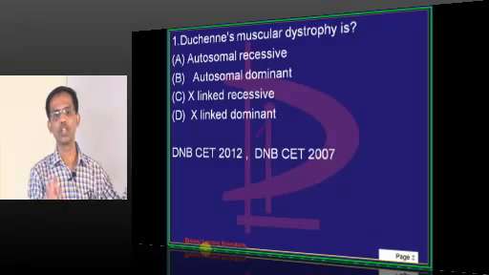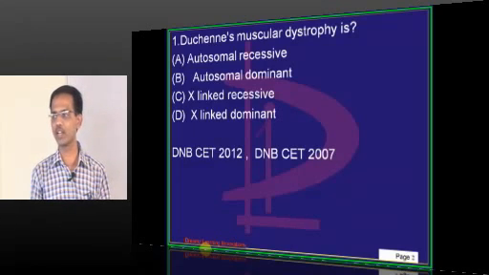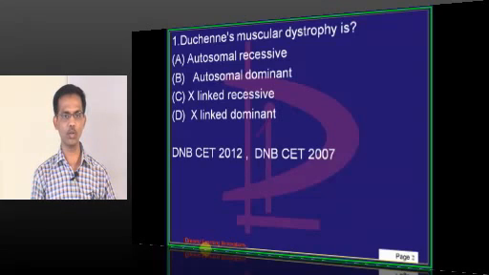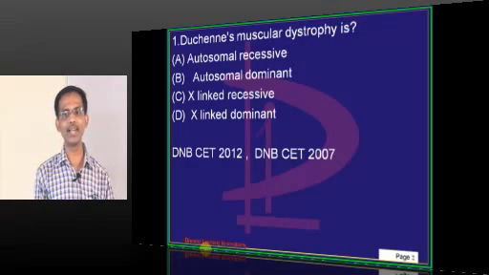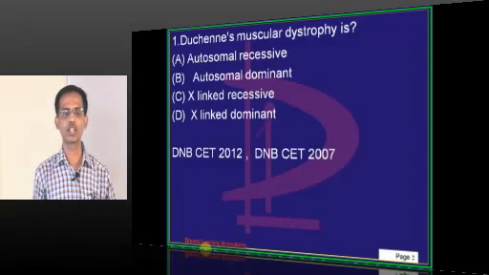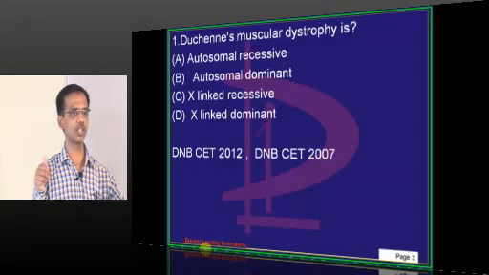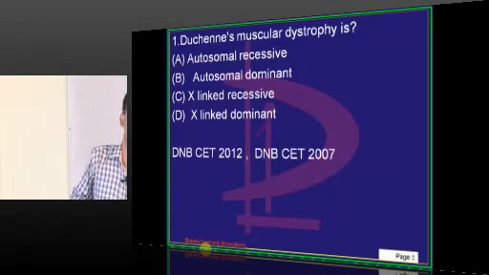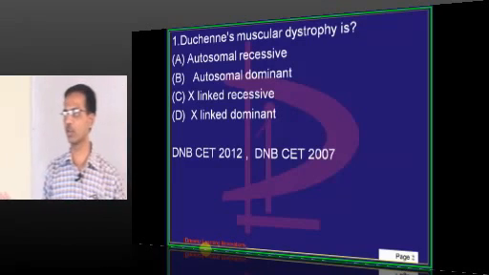A young child, somewhere in the first decade of life, 5 or 6 years, presenting with distal muscle weakness, with decreased muscle tone, grade 2 or grade 1 in the extremities, with inability to walk, especially when it starts crawling and walking. It's not able to stand up from the sitting position. The child takes the help of his upper limbs to stand. That would be the classical history that would be given to you.